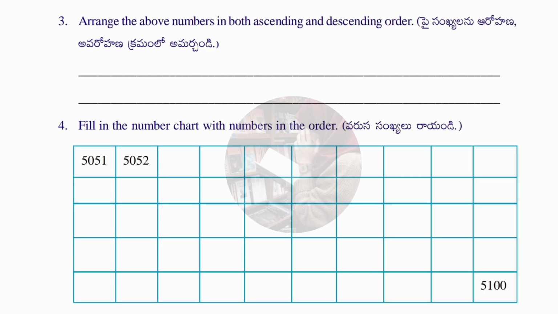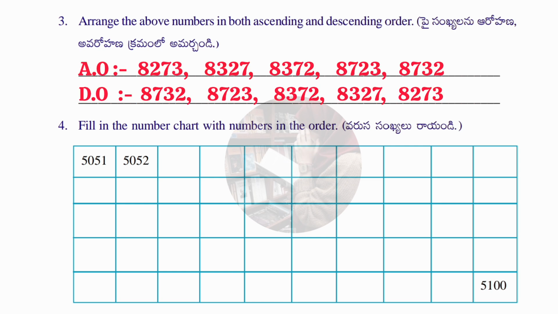Let's see the third question, which is arrange the above numbers in both ascending and descending order. Okay, so the above numbers only we have to make ascending and descending form. Ascending order means from smaller to bigger, then descending order means from bigger to smaller. Okay, write it down. Here I didn't take all the 10 numbers. I have picked only 5 numbers.